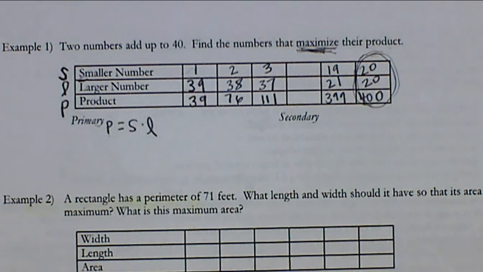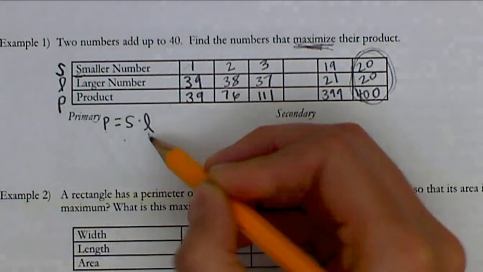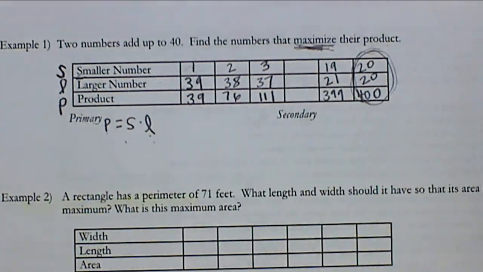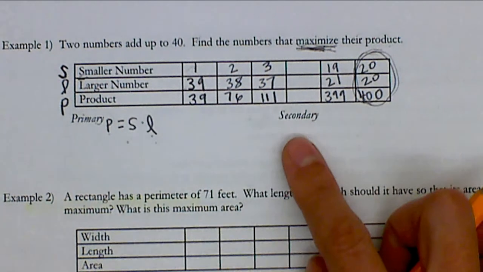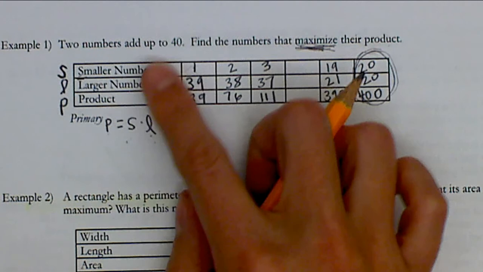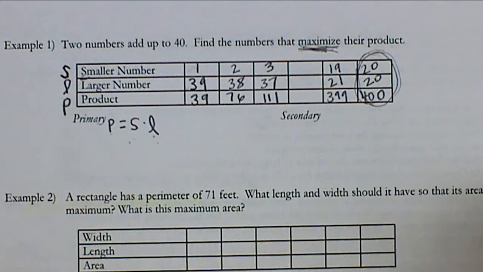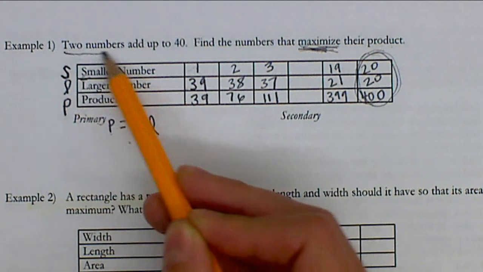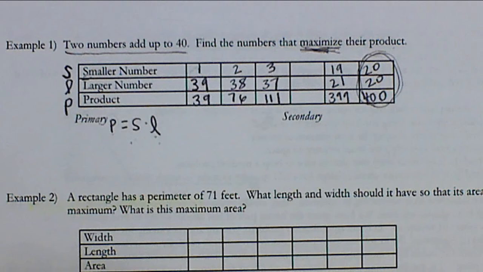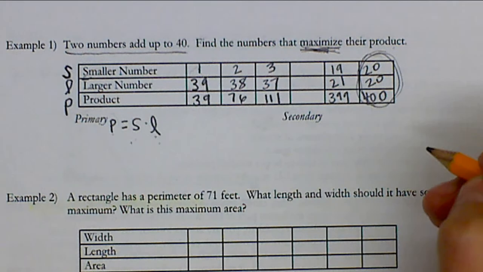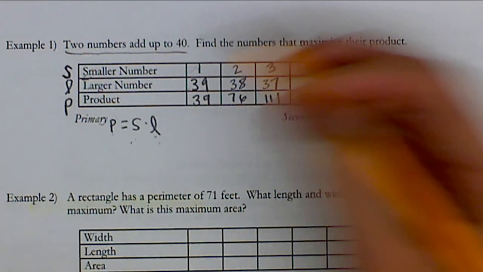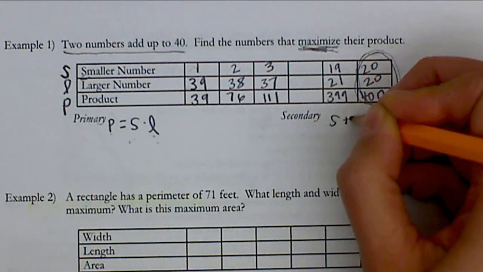This is P equals S times L. That's my primary equation. Obviously, I have two variables in here. I want to reduce that down to one variable. So I'm going to make a secondary equation that relates my two other variables. That's why they gave us this information. That's going to help us write our secondary equation. So since they add up to 40, I can say S plus L equals 40.